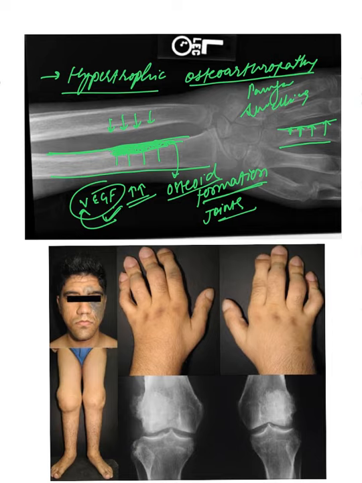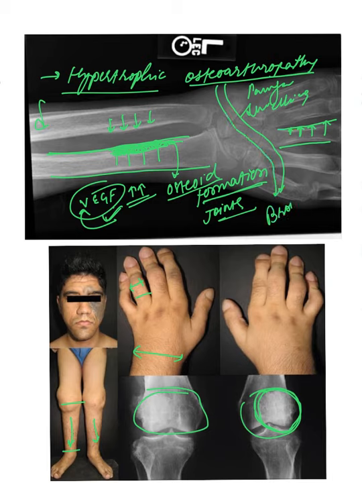So this condition mainly affects the joints and the metacarpals, metatarsals, wrist joint, knee joint, ankle joint. It also affects the tibia, radius, ulna, like we have seen here. And this X-ray is showing the subperiosteal proliferation and expansion. So this is hypertrophic osteoarthropathy. This is also a paraneoplastic syndrome. So presence of this condition should make the clinician look for bronchogenic carcinoma.